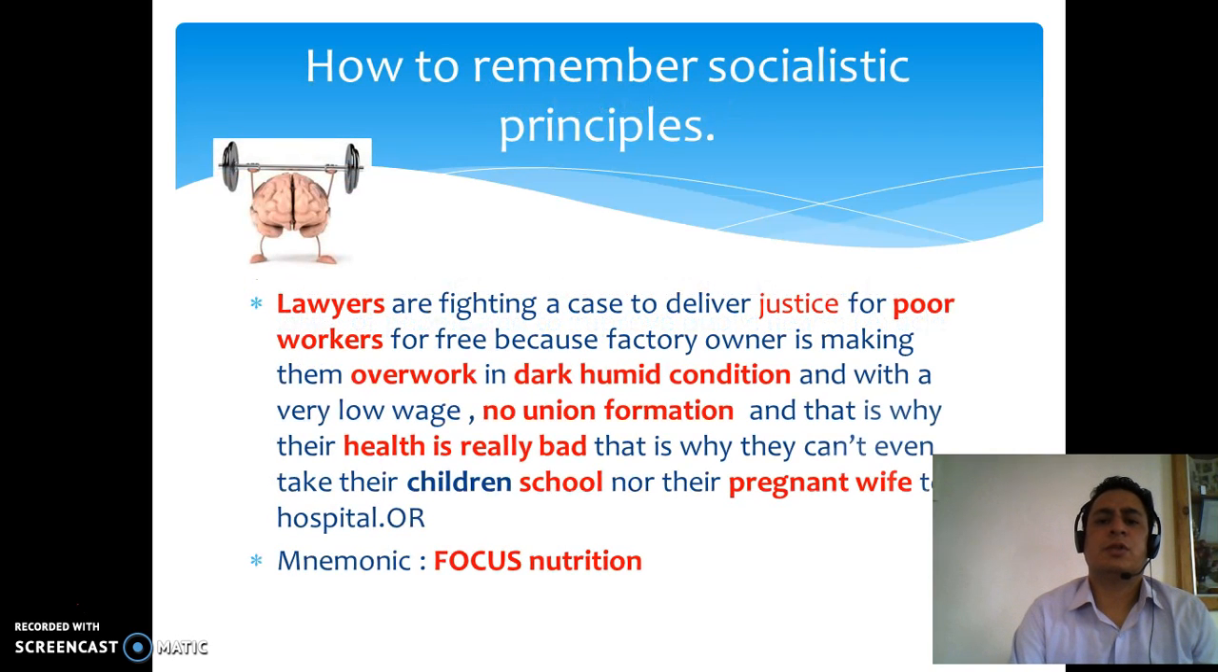Now, how do we remember the socialistic principles? This is quite tedious, so how do we remember it? Either you can make a story like lawyers are fighting a case to deliver justice for poor workers for free because factory owner is making them overwork in dark humid conditions.